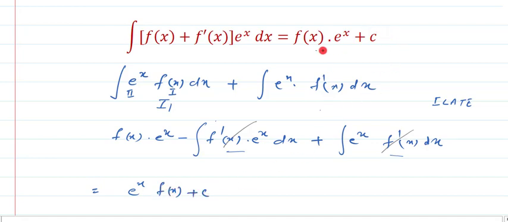Therefore, we can write the result of this type of integration, when there is addition of a function with its derivative and e power x is multiplied with both of them, then directly the result can be written as f(x) into e power x plus c. Now let me take more problems to explore this relation of integration.